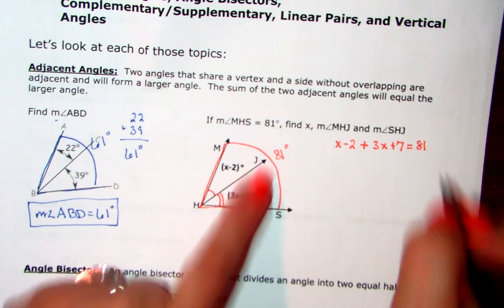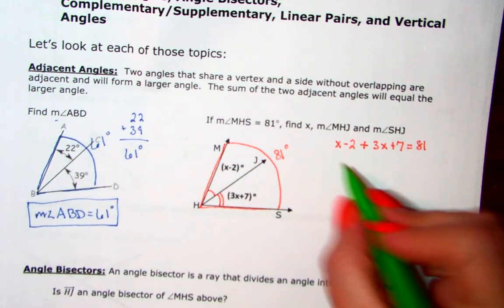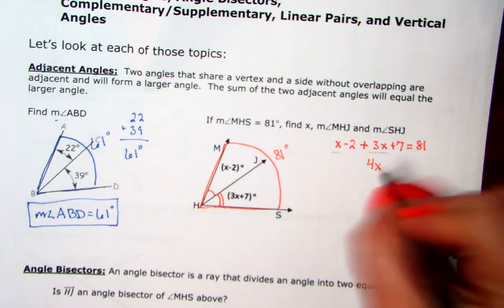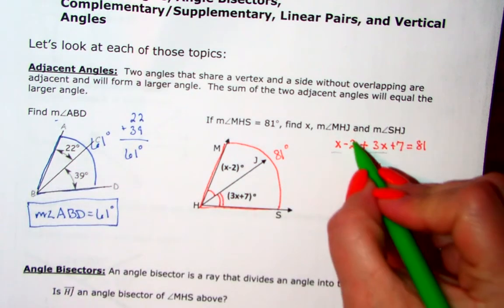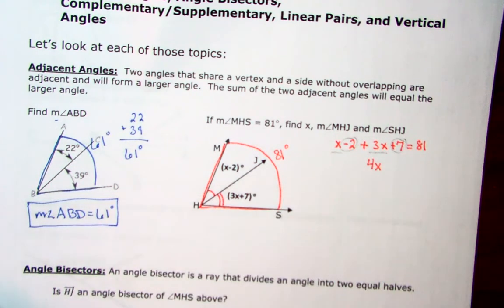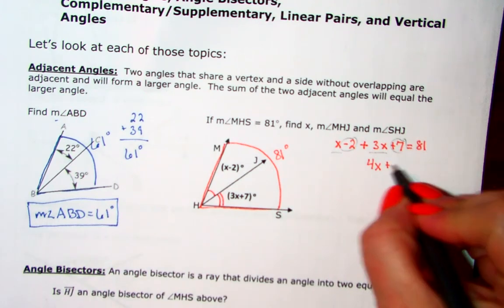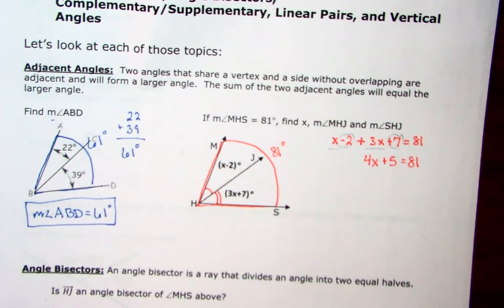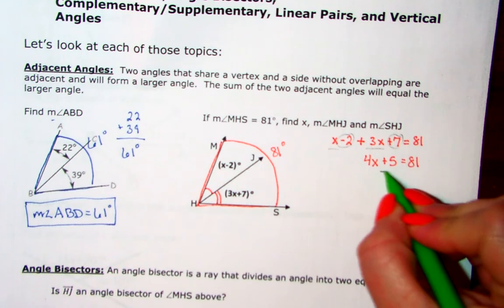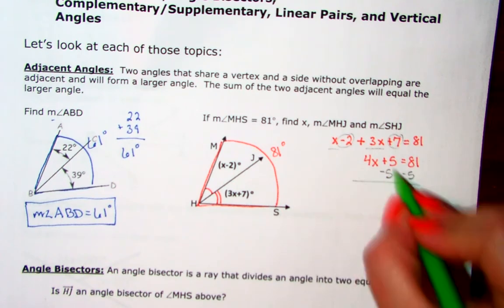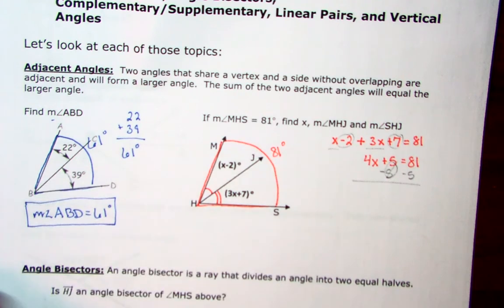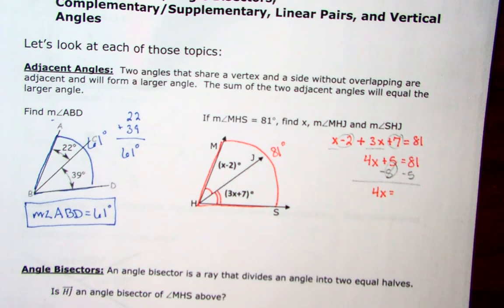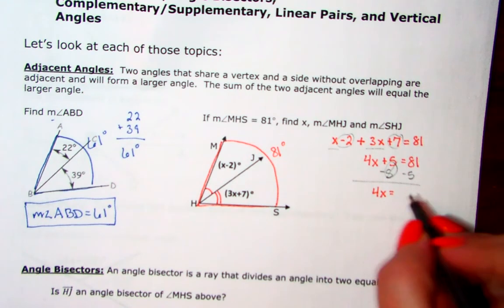will equal 81 degrees. The first thing I'm going to do is combine my like terms. I have 1x plus 3x, so that's 4x. And then I have a negative 2 and a plus 7, so that's going to be plus 5, equals 81. Now I need to get the 4x by itself, so I'm going to move the 5 to the other side. When we go to the other side of the equals, we do the opposite. We're going to do the subtraction property of equality and get 4x equals 81 minus 5, which is 76.